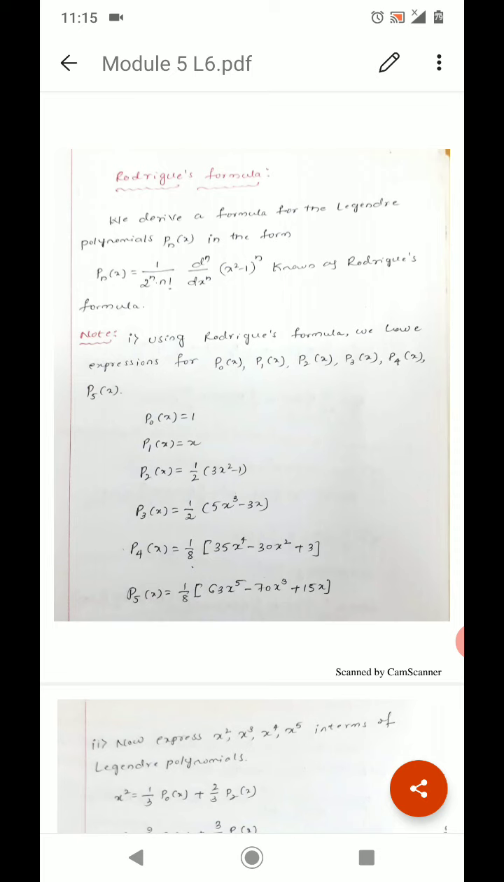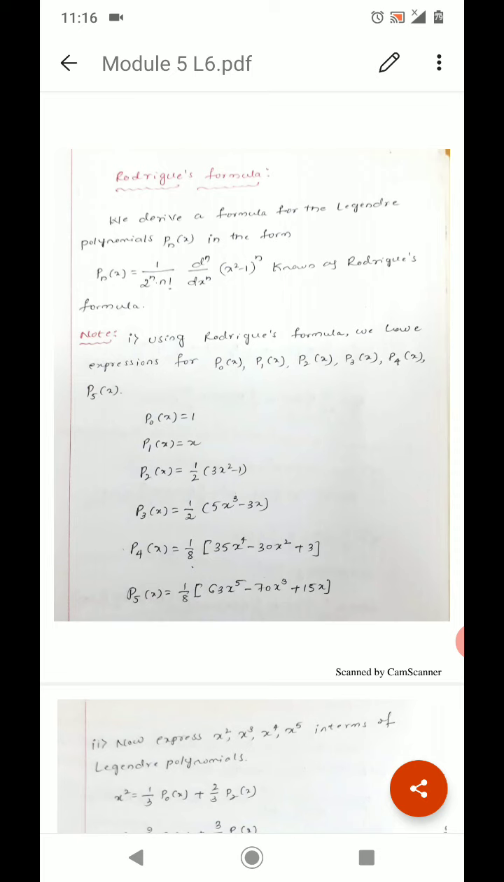So using this Rodrigues formula, we have expressions for P0 of x, P1 of x, P2 of x, P3 of x, P4 of x and P5 of x. By substituting n equal to 0, 1, 2, 3, 4, 5 in Rodrigues formula, we can obtain these values. By putting n equal to 0, we get P0 of x equal to 1. And for n equal to 1, we get P1 of x equal to x.